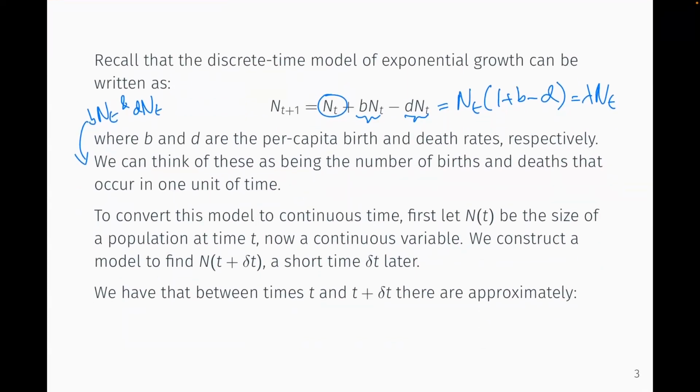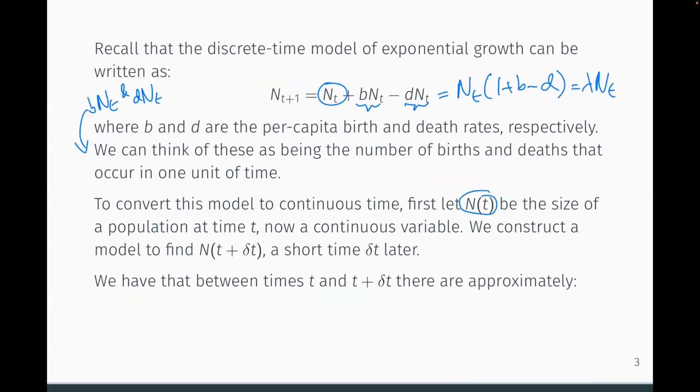Well, first, there's a little bit of a change of notation. When we're in continuous time, rather than writing N sub t, we have N brackets of t. So N is a function of t. That's the population size or density of the population at time t, and this is a continuous variable now.